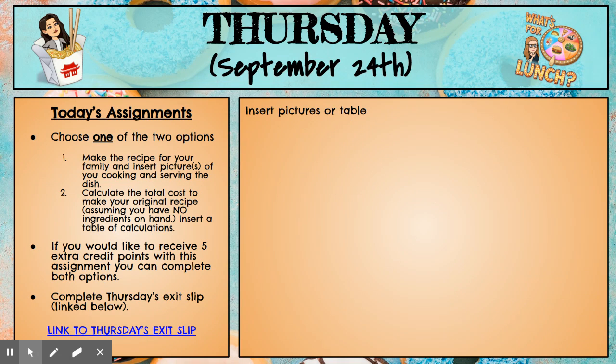Now, I know some students were asking what they could do for extra credit. So here's the extra credit alert. If you would like to receive 5 extra credit points for this assignment, you can do both options. You can insert the pictures of you cooking and serving the dish, and you can complete the table where you calculate the total cost of your ingredients. This assignment is worth 25 points, and it is an assessment grade, so it's worth a little bit more than a test grade. If you do both options, you could get up to 30 points, which would make your overall grade better. And then complete the exit slip.